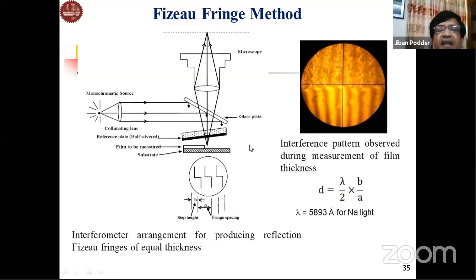This is the simple Newton's ring experiment, the same type actually. So using this Fizeau fringe method, we calculated the thickness of the films. More accurately, we can calculate it with maybe plus or minus 5% or 10% error. But even then, we can calculate it if we take several readings and take the average values.